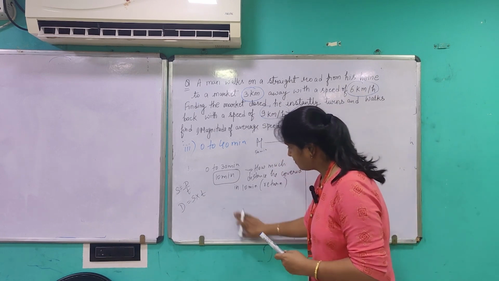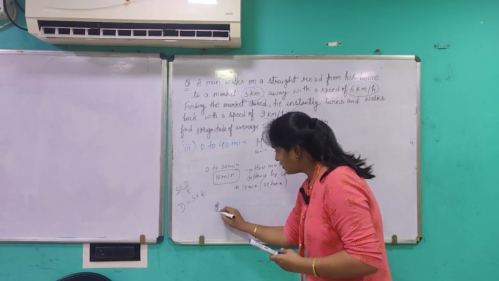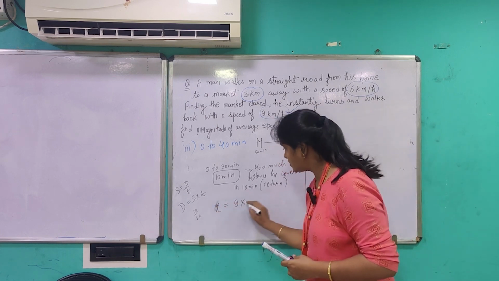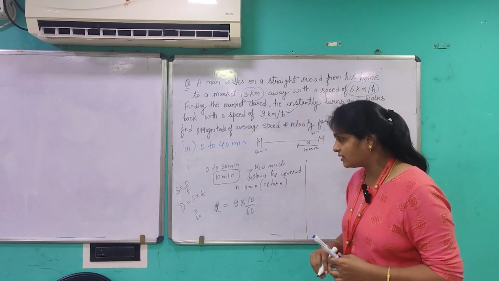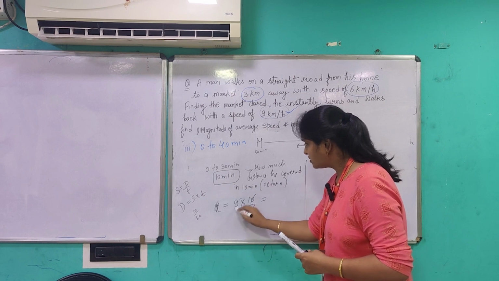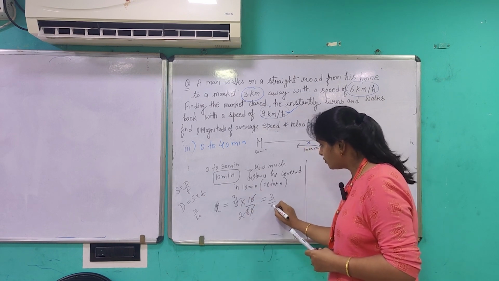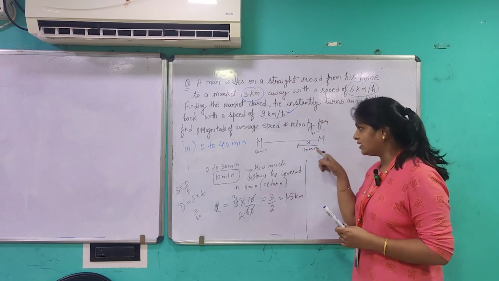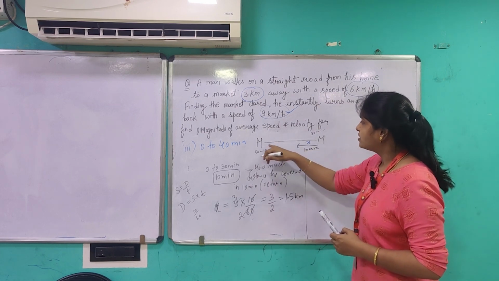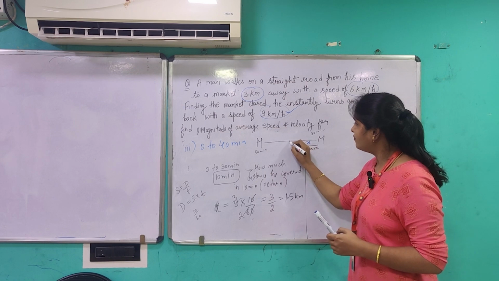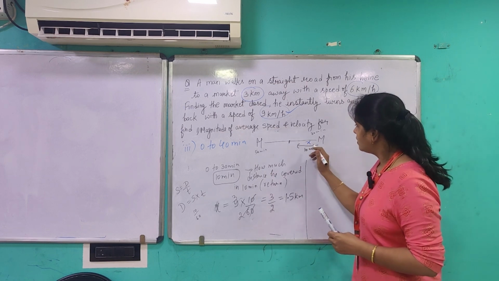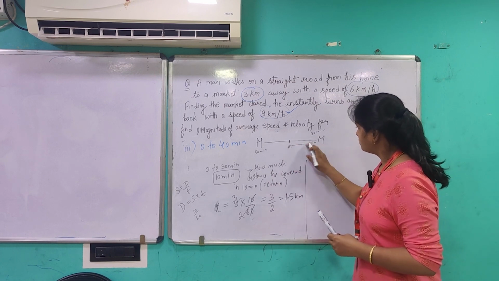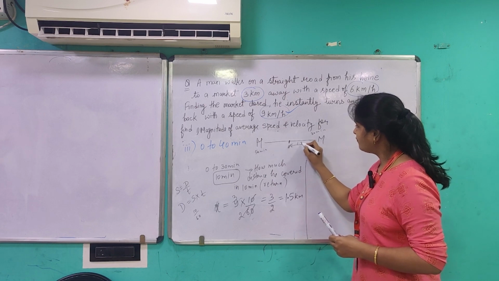So let's see. Distance will be x. What is the speed? 9. Time will be 10 minutes, which means 10 by 60. This much distance the object is covering: 3 nines are 27, 6 twos are 12. So 3 by 2 kilometer, which means 1.5 kilometer distance the object covers in this returning 10 minutes. This is the full 3 kilometer, and 1.5 will be half of 3 kilometer. So I got my x, I got my answer, that is 1.5 kilometer.